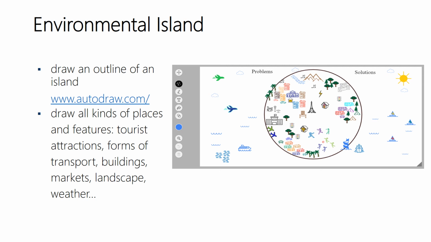After drawing an outline of a tourist island, add all kinds of places and features you think should be on the island. Tourist attractions, transportation, buildings, markets, landscapes, weather conditions, animals, plants, and so on.